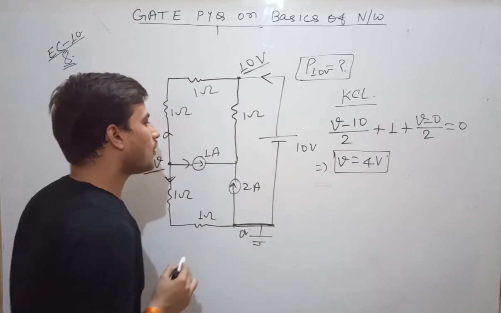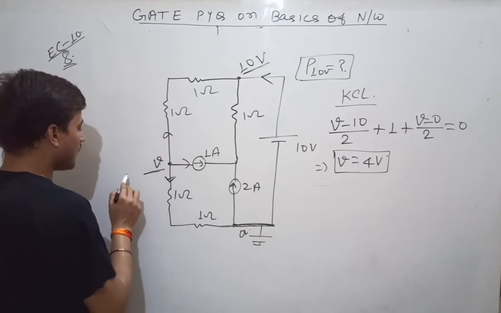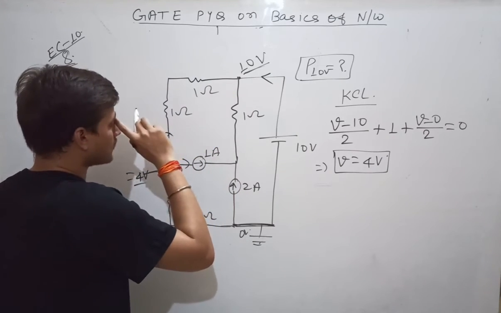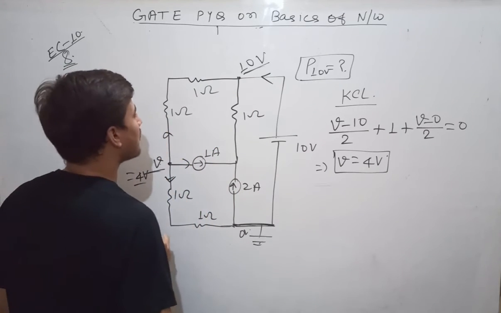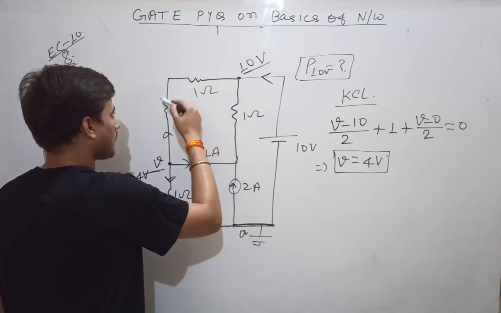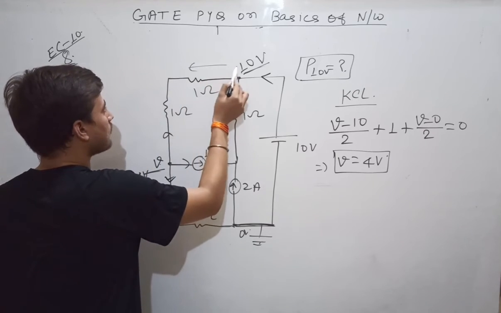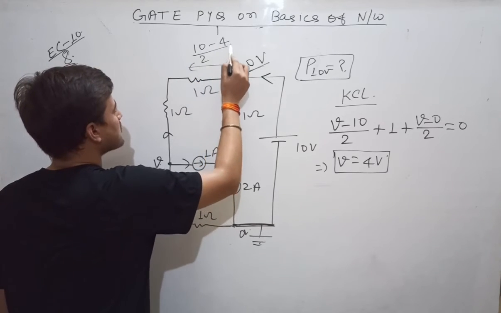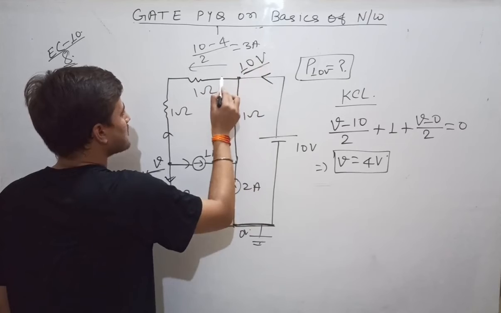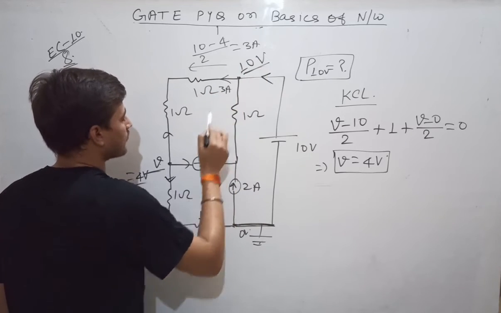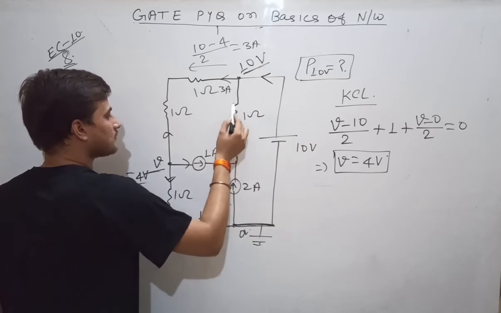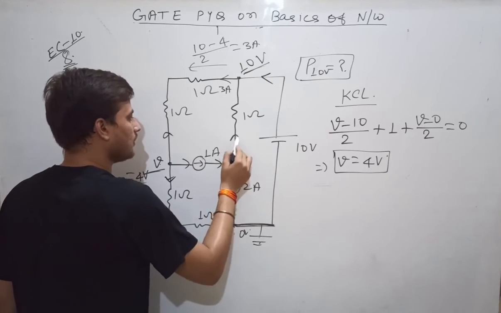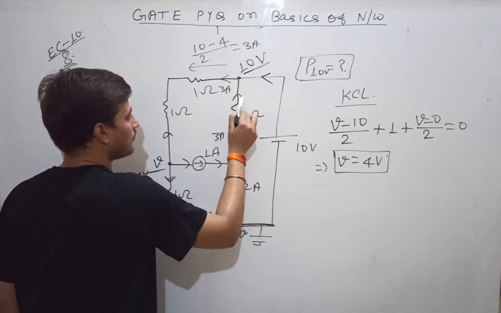Once you got the value of V equal to 4 volt, that means this potential is 4 volt. Here the potential is 10 volt. So now the current flowing through this one will be equal to (10 minus 4) divided by 2, that means 3 ampere. That means this current is 3 ampere. Now come to this branch. Here it is 1 ampere, here it is 2 amperes. Total current will be 3 ampere.